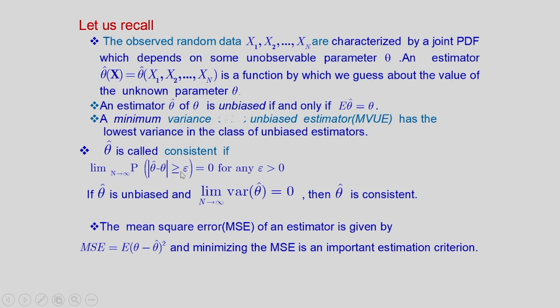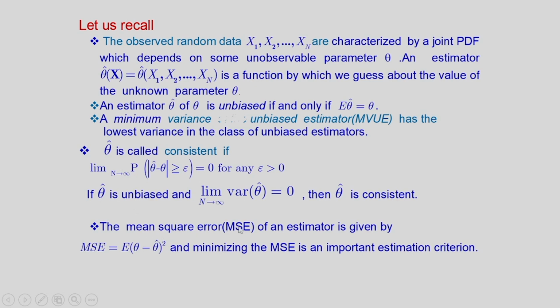Eventually, as we have more and more data, theta hat will be more and more close to theta. That is the interpretation of consistent estimator. If theta hat is unbiased and the limit of variance of theta hat is equal to 0, then theta hat is consistent. That is a simple test for consistent estimator when theta hat is unbiased.